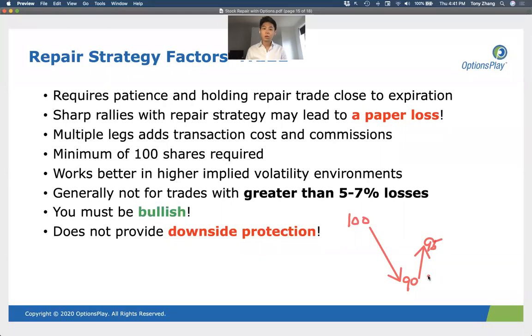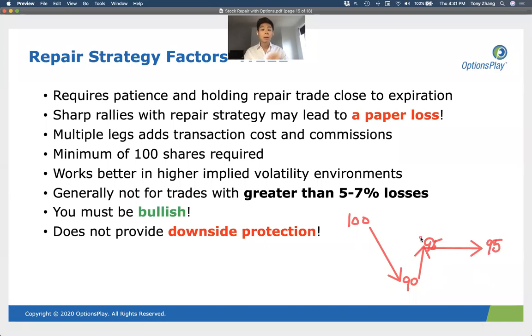Guess what? You don't actually get to break even at 95. You get to break even at 95 at expiration. So what you have to do is hold on to this trade, wait till the expiration date or close to the expiration date. And at that point, do you realize your profits? This is a major challenge to the repair strategy because not only do you have to get the direction correct, you also have to get roughly the timing correct.